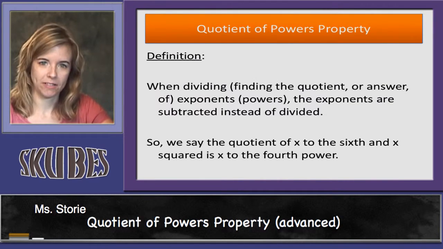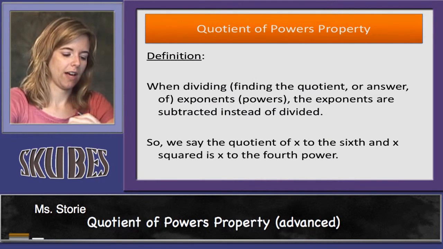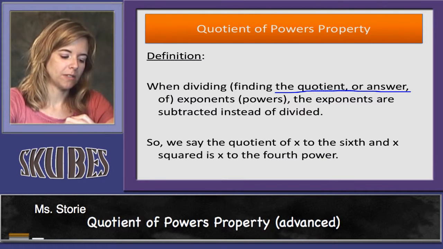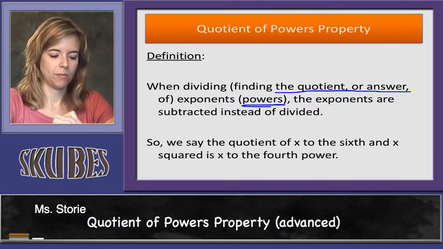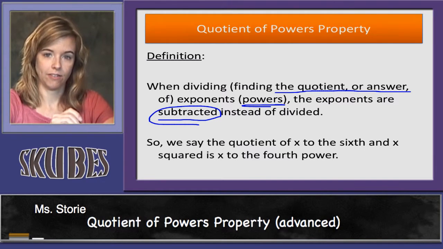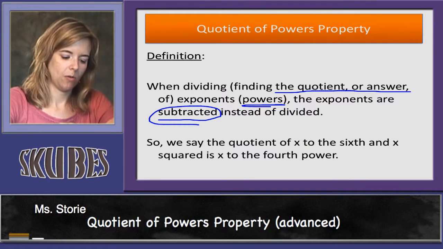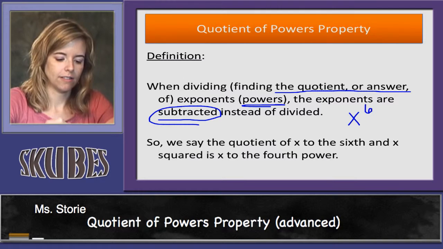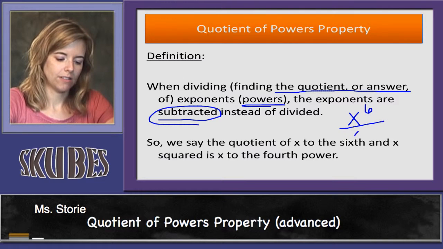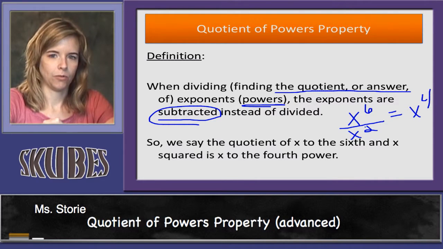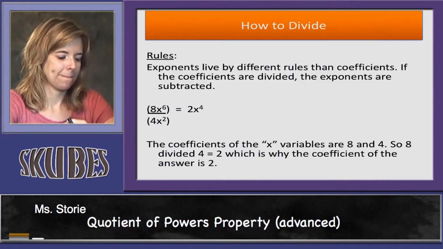Okay, first we're going to talk about some definitions. When you are dividing, that's when you're finding the quotient, or the answer. Exponents means power. So when you're dividing exponents, here's the big one: the exponents are subtracted instead of divided. So we say the quotient of x to the sixth and x squared is going to be x to the fourth power. And we'll talk about how that works in a minute.